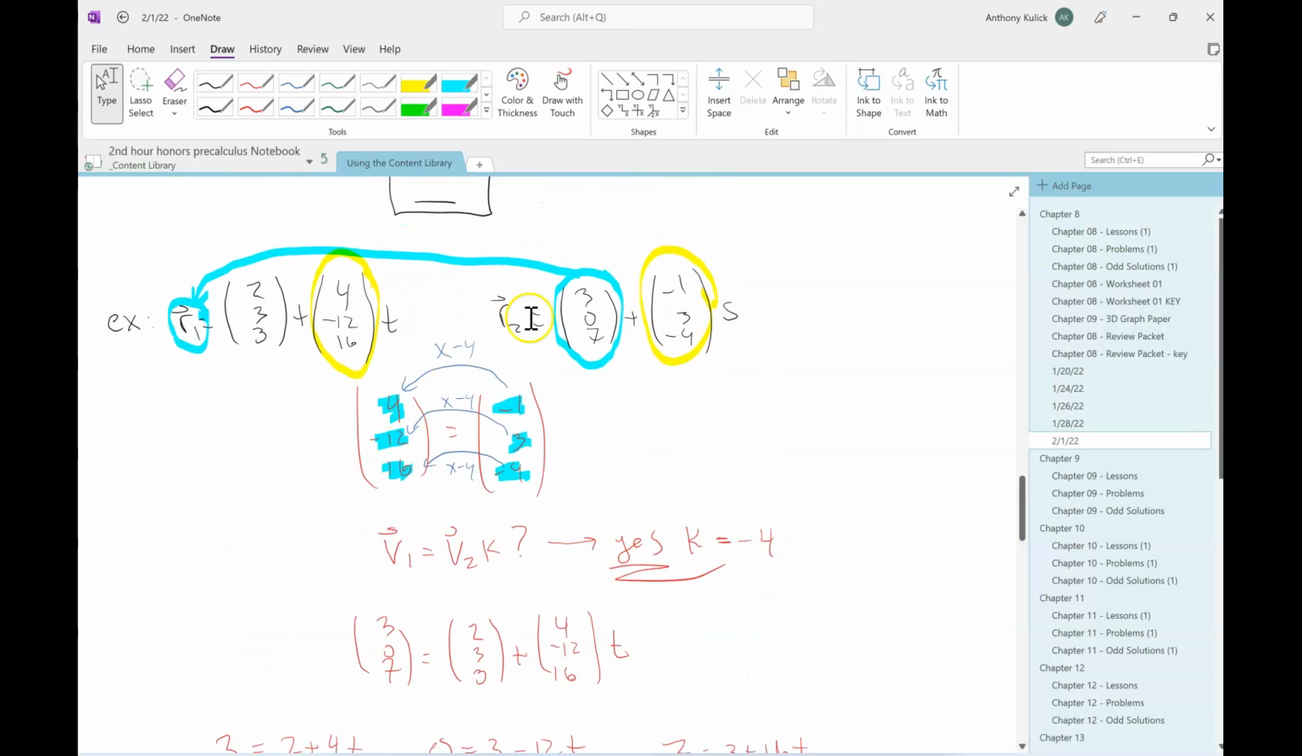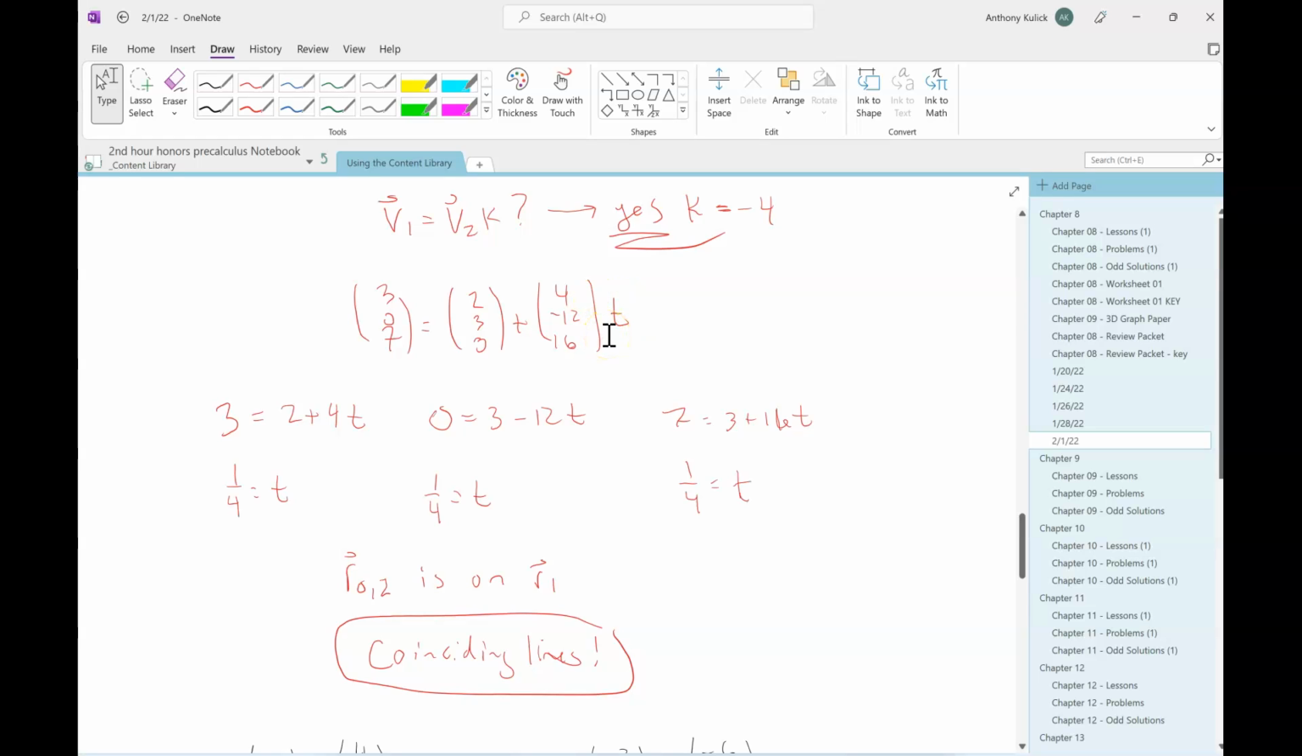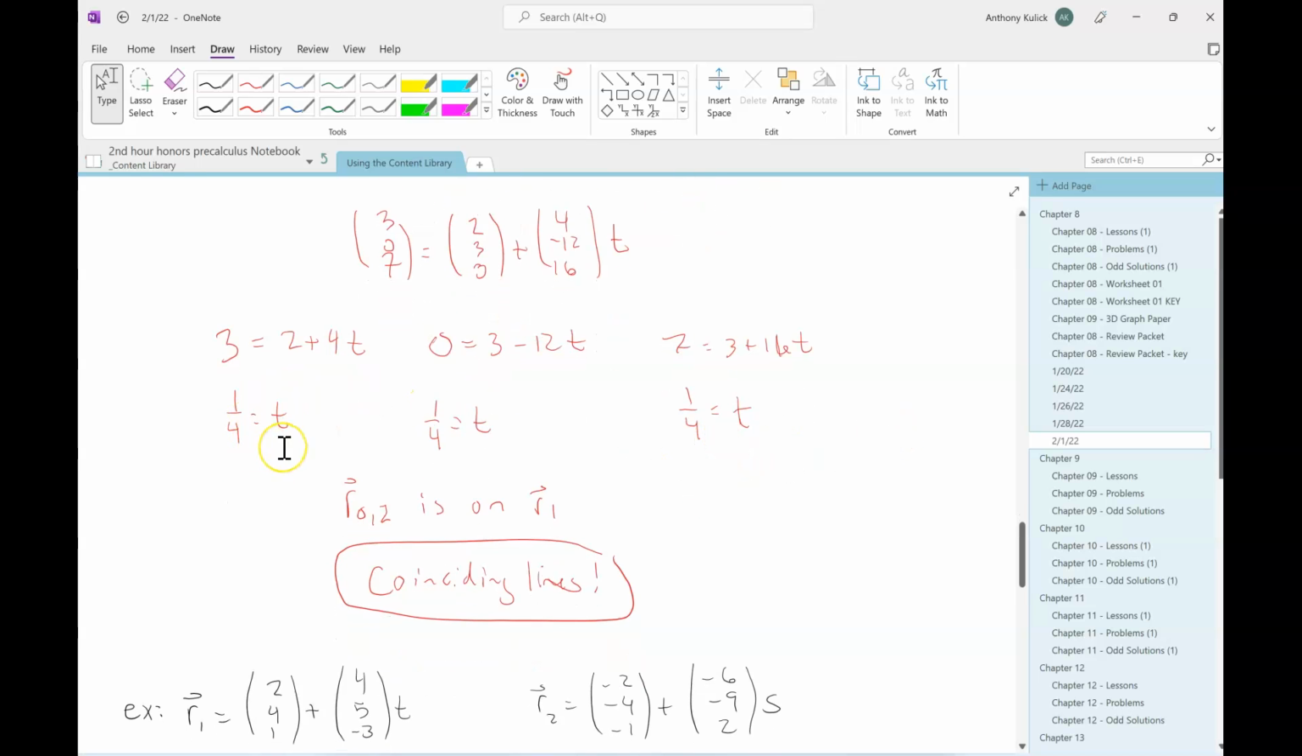So I basically took the (3, 0, 7) and plugged it in for R1, and then I'm going to see if there's a value of t that makes that possible. So basically I just take the x component, so I need 3 to equal 2 plus 4t. I need 0 to equal 3 plus negative 12t, and I need 7 to equal 3 plus 16t. And in each case, when I solve that, I get 1/4. So that tells us that (3, 0, 7) is a point on R1.